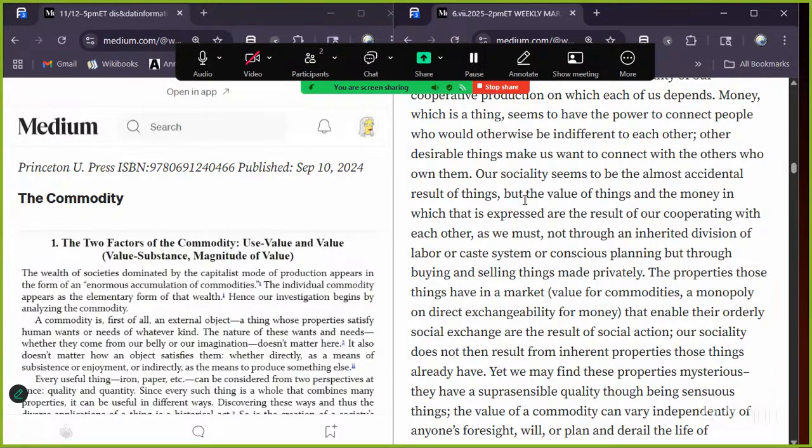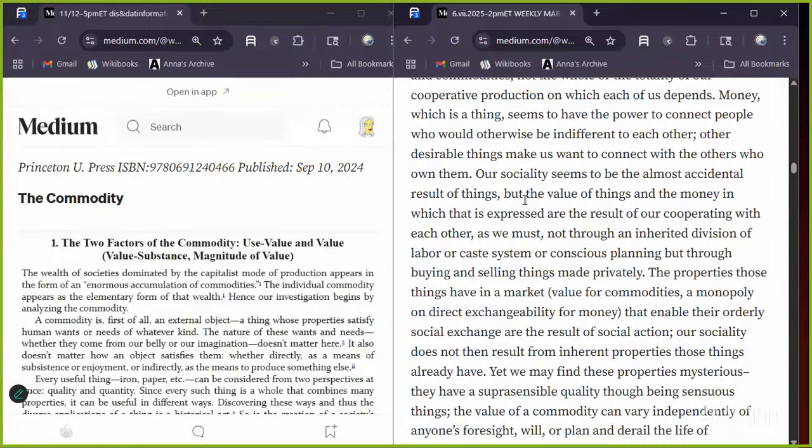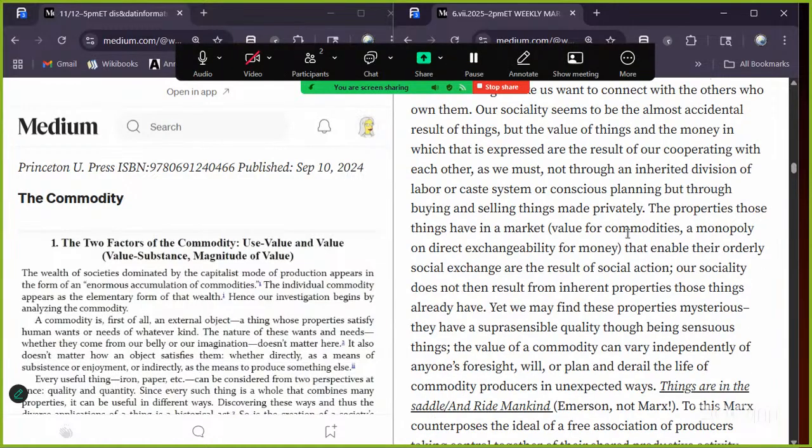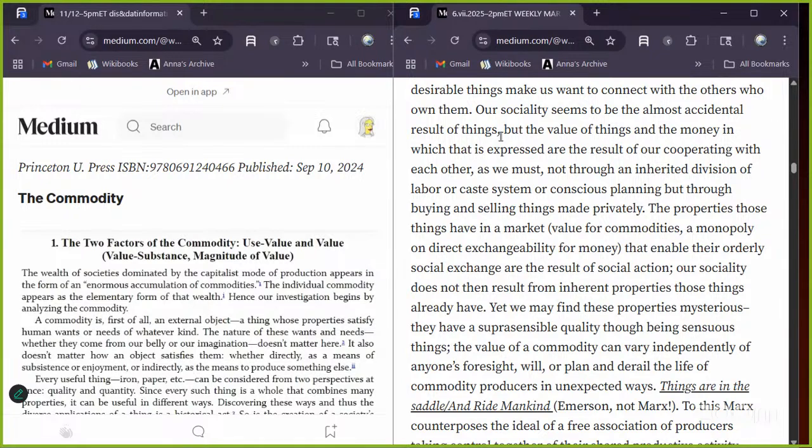These properties those things have in a market, that is value for commodities, a monopoly on direct exchangeability for money, these two elements that enable their orderly social exchange are the result of social action. Our sociality does not then result from inherent properties those things already have. Yet we may find these properties mysterious. They have a supersensible quality through being sensuous things. The value of a commodity can vary independently of anyone's foresight, will, or plan, or derail the life of commodity producers in unexpected ways.